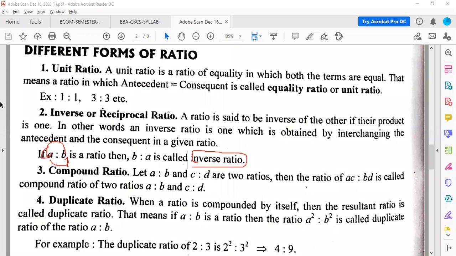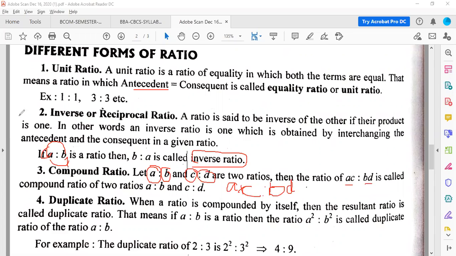So if you have understood what they have done here, they have just multiplied both the antecedents. So if you see, this is the antecedent of the ratio, this is the consequent. Here this is the antecedent, this is the consequent. So antecedents have been multiplied and then consequents also have been multiplied. That is why you get A into C is to B into D. So this is called a compound ratio.